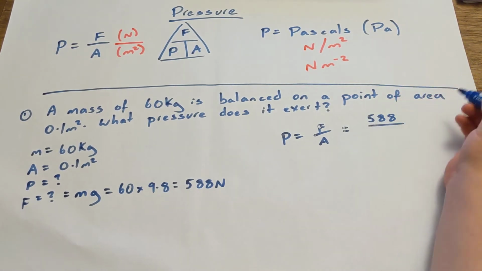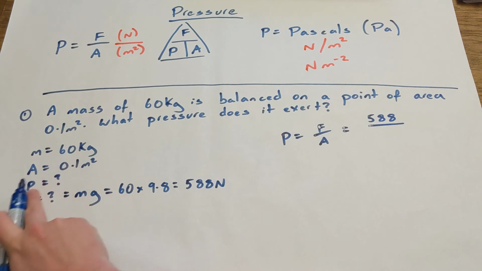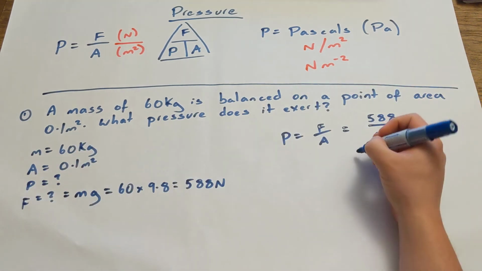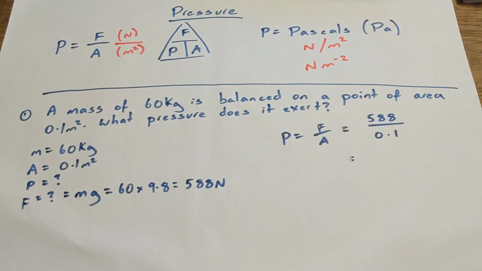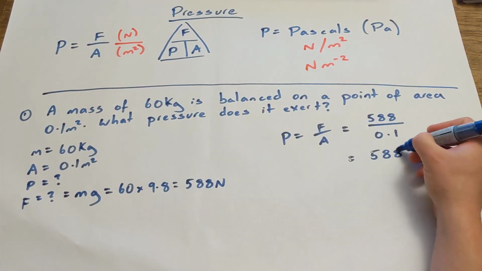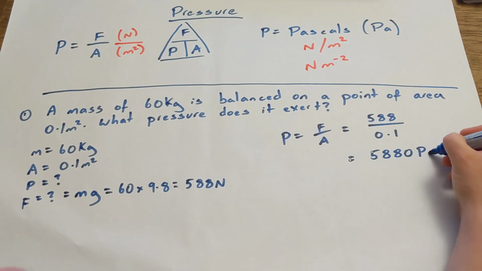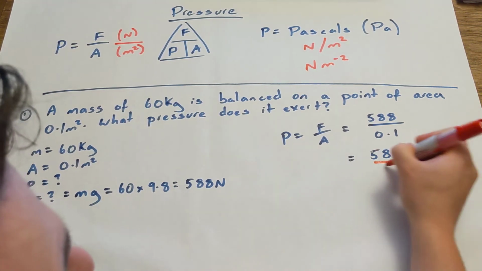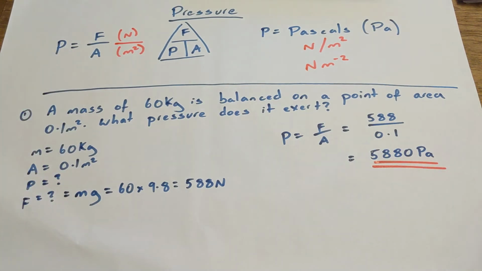588. And let's divide that by 0.1. And if we pop that into our calculator, 588 divided by 0.1, that gives us an answer of 5,880 pascals. And we don't need to do any rounding here, that's already to 3 significant figures. And there's our answer sorted.